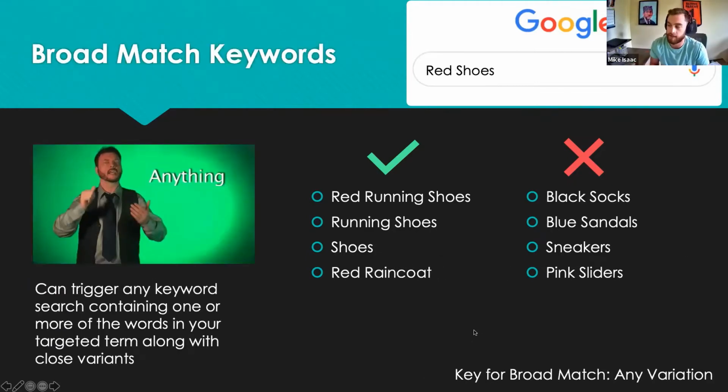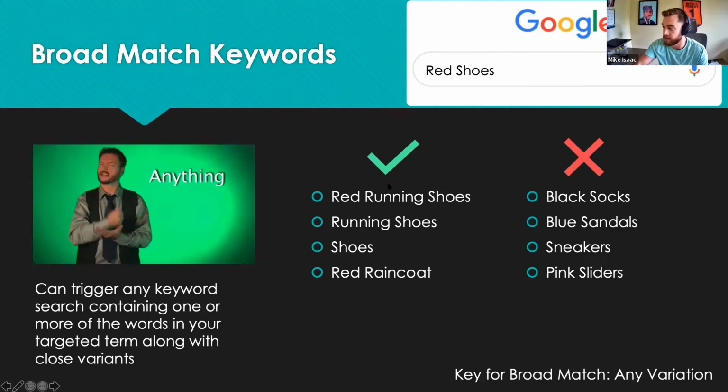The next match type will be broad match keywords. So this is going to trigger any keyword search containing one or more of the words within your targeted term, along with close variations of it. So if you kind of think back to that chart that I was showing in the beginning of this presentation, this is going to be more of that broader scope type of keyword, which is going to trigger a lot of different searches for your keywords and your ads to show up for.